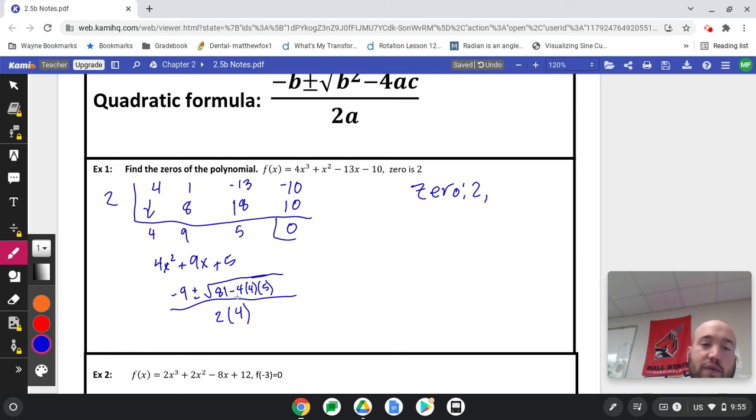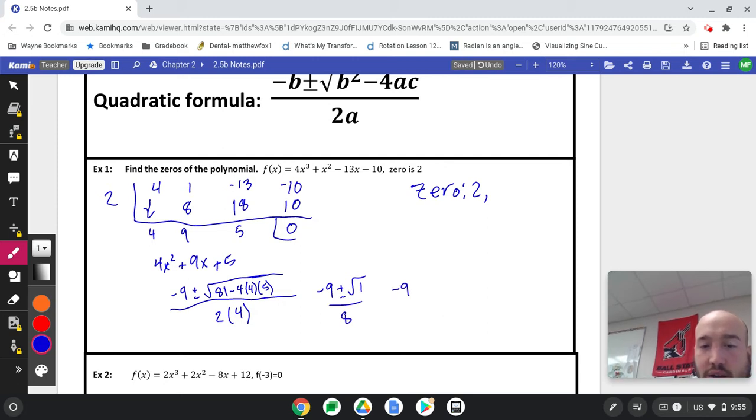Okay, now 4 times 4 is 16, 16 times 5 is 80, so 81 minus 80 leaves us just with 1. So if we simplify, that's negative 9 plus or minus the square root of 1 all over 2 times 4, which is 8. Negative 9 plus or minus 1 all over 8. We're going to break this into two parts, so negative 9 plus 1 would be negative 8 over 8, which gives us negative 1. Negative 9 minus 1 is negative 10 over 8, which would reduce down to negative 5 over 4. Okay, so these are my other two answers, and we are done.